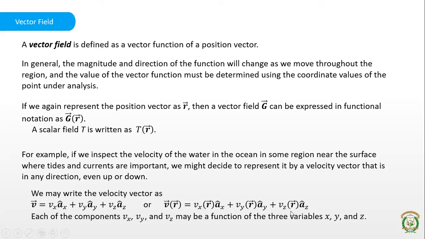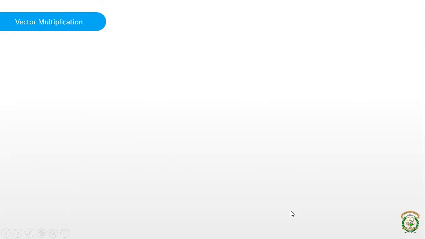You can better understand this when we take some examples of vector fields. Before that, we will move to the next topic, in which we will consider one vector field, and then you'll understand it better. The next topic is vector multiplication. Previously we have seen multiplication of vectors, but there we considered multiplication of a vector by a scalar, right?